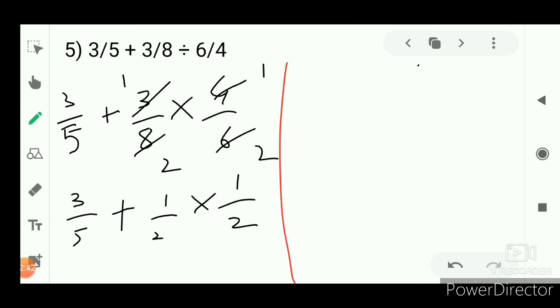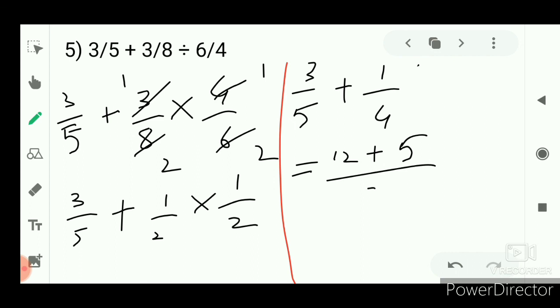3 by 5 plus 1 by 4. So by cross multiplication, 4 into 3 plus 5 into 1 divided by 5 into 4. 4 into 3 is 12 plus 5 into 1 is 5 divided by 5 into 4 is 20. So 12 plus 5 is 17 by 20 is the answer of this question.